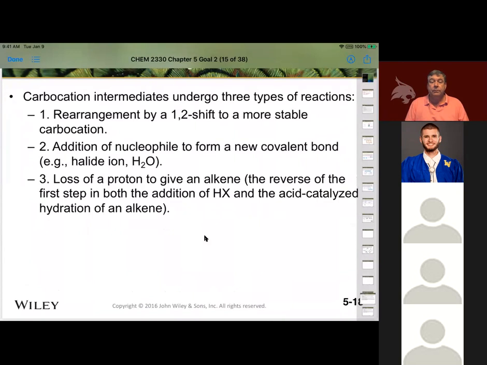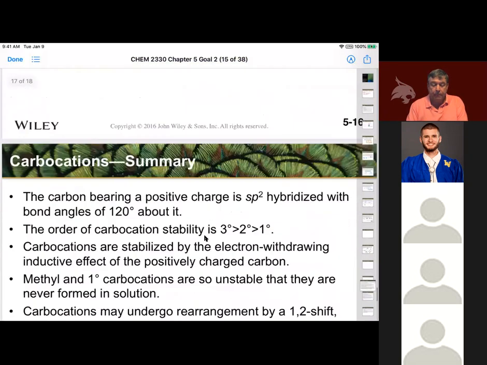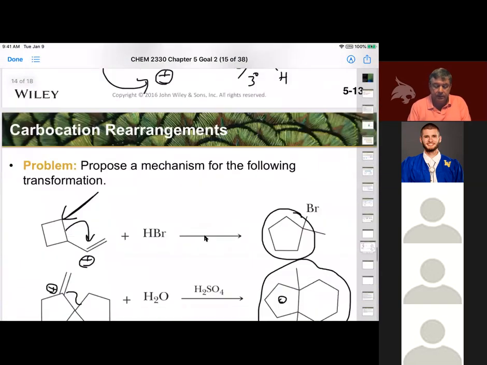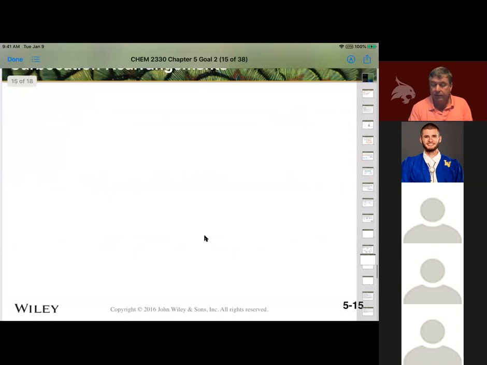Can you go over again that slide where you added HCl to the carbocation? All right, yeah. So let's just rewrite the whole thing right here.